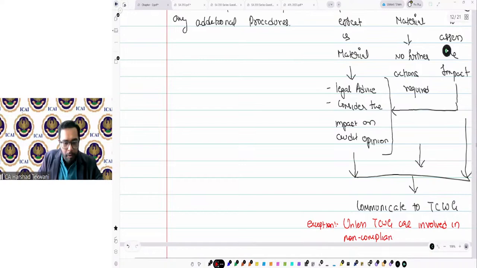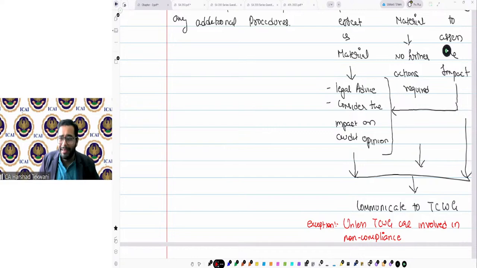If there is a purposeful non-compliance by those charged with governance, I will not communicate to them. That may alert them. But where they are not involved, I will go to those charged with governance and say, okay, this is a matter of non-compliance I am aware of, I have identified or I suspect. This has come to my attention, and please look into this.